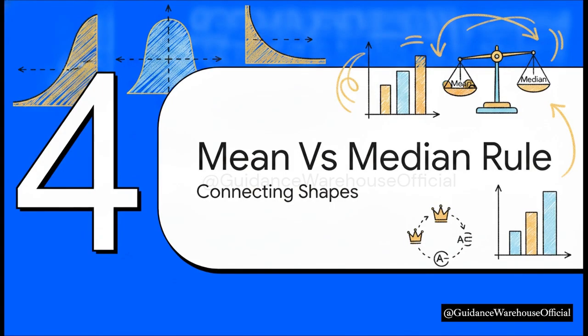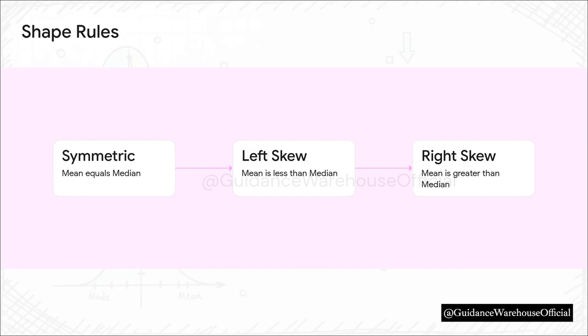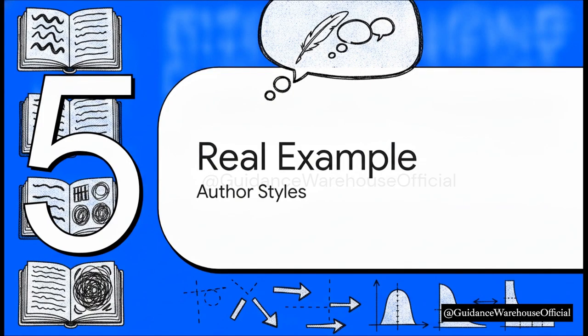Section 4. The mean versus median rule. Let's boil this all down into 3 golden rules. 1. If it's symmetric, the mean and median are roughly equal. 2. If it's a left skew, the mean is typically less than the median. And 3. If it's a right skew, the mean is typically greater than the median. Now, sure, there are exceptions, especially with discrete data, but generally, the shape tells you exactly where these center points are going to fall. Let's bring this into the real world.